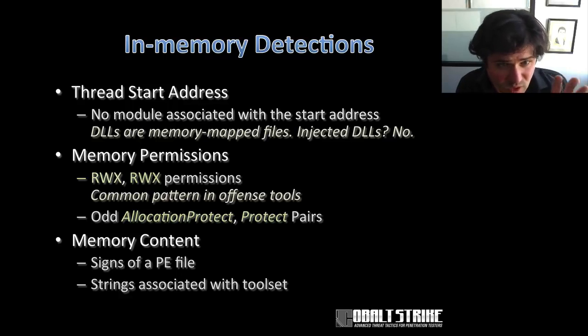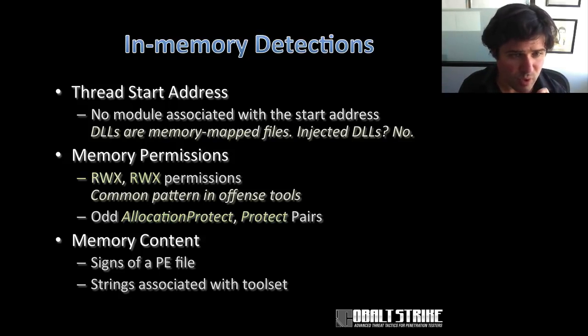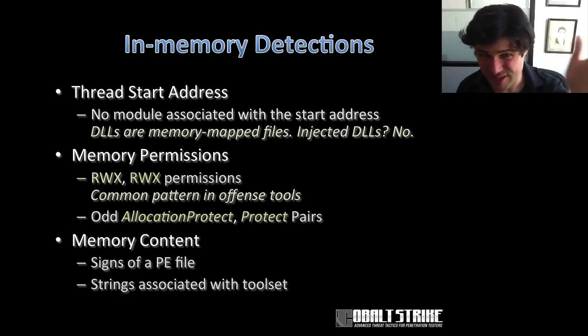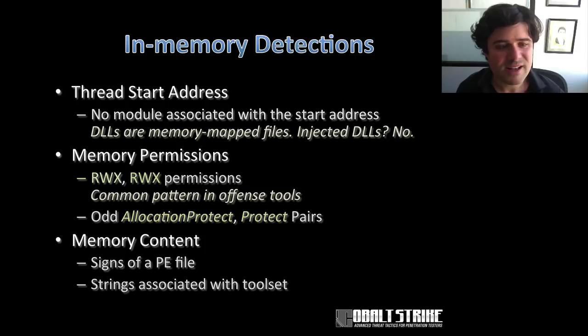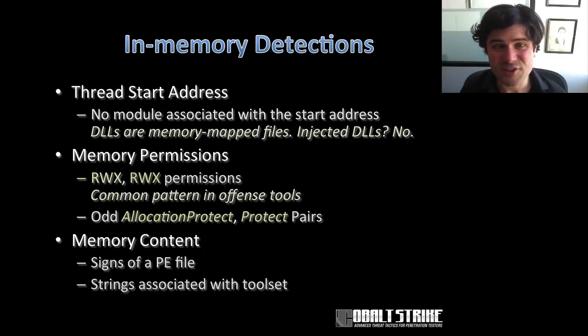So RWX might come up in normal use occasionally, especially for things like interpreters. But be aware of that initial permissions because they might not be RWX. And that's why I say the allocation and current protection pairs are dangerous indicators that you need to be aware of. On top of the permissions problem, there's also the memory content.